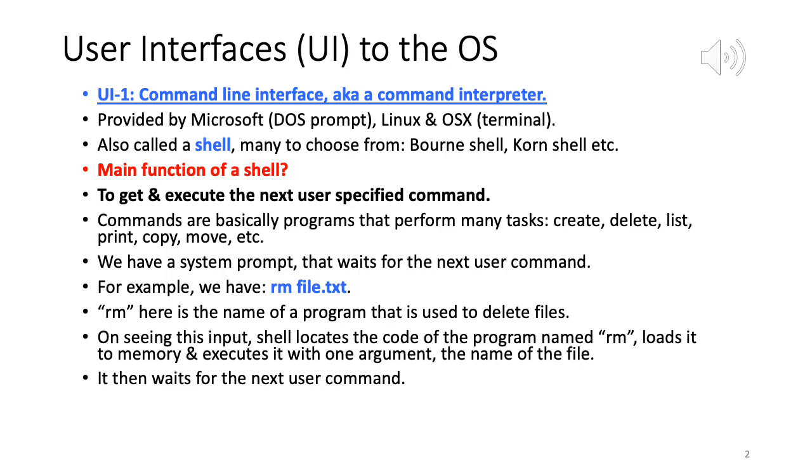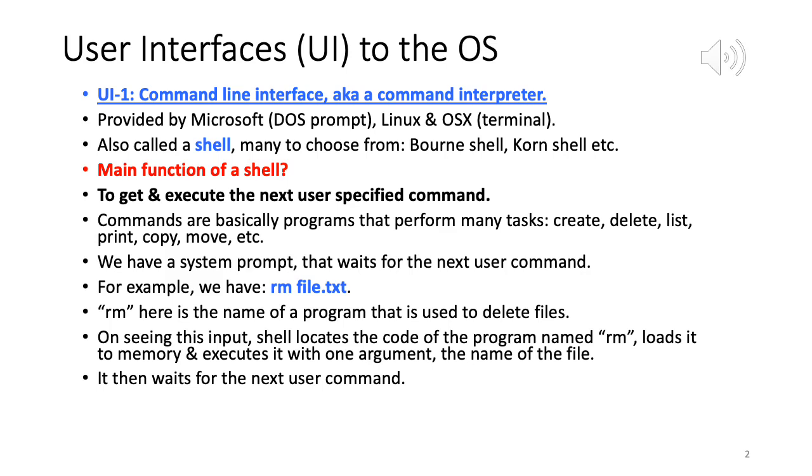So whenever you have a function, you specify arguments. Those arguments are used by the function and it runs. So at any point when you have a shell open, there's a system prompt, which could contain something. In my case, it contains Nitin iMac, and then the command prompt is just waiting for me to type the next command. So we have a system prompt that waits for the next user command.